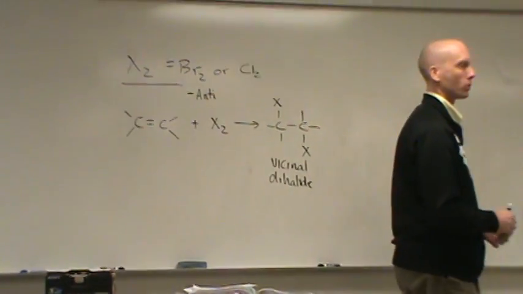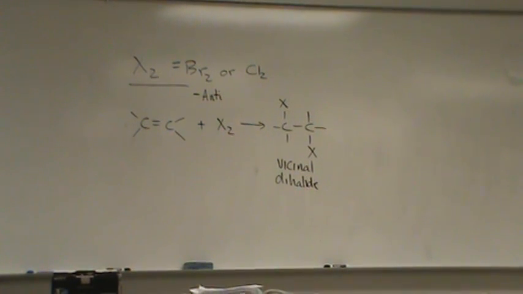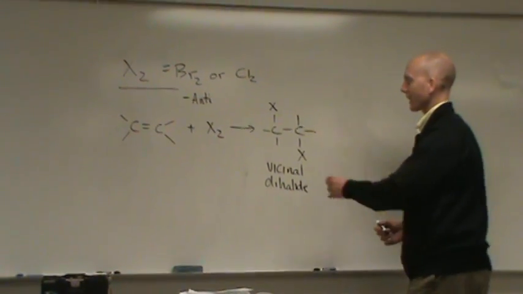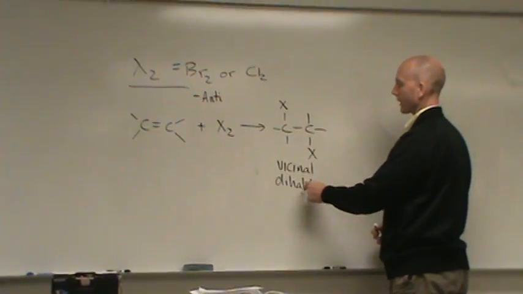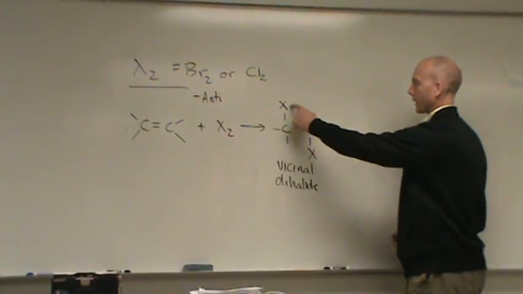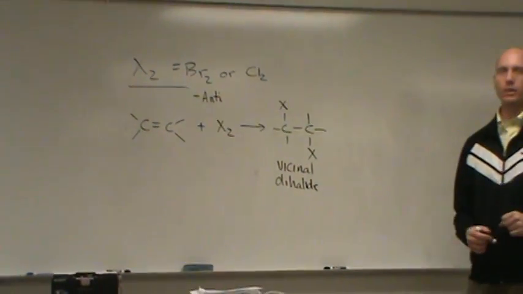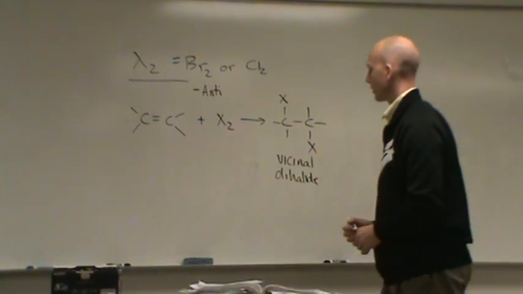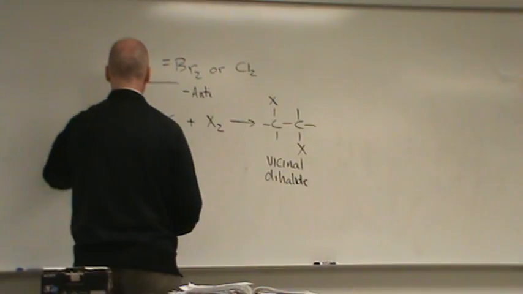Anybody remember what vicinal meant? The opposite of geminal. Okay. So what does that mean? Geminal, same side, vicinal, opposite side. Of the double bond. Okay, vicinal means neighbor. Neighbor. Do you have a neighbor? Yeah. Right there. Okay. So vicinal dihalide means the two halogens are on neighboring carbons, and they end up anti to each other. Okay? So let's take a look at this reaction using a real molecule.